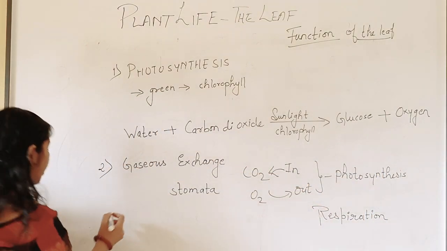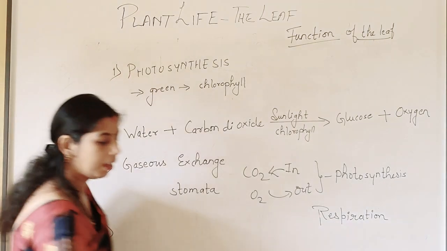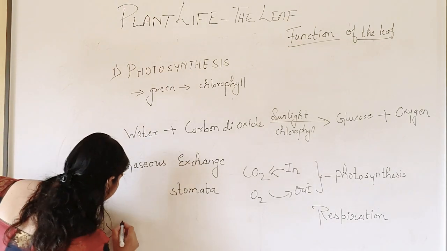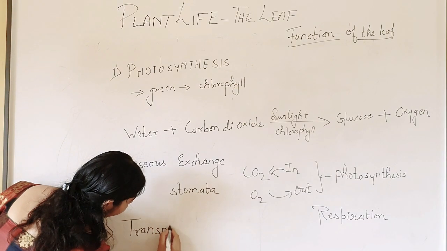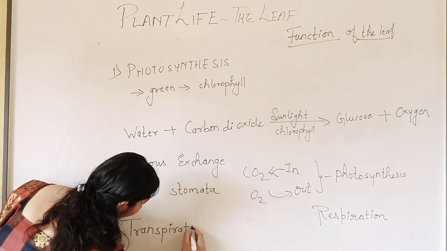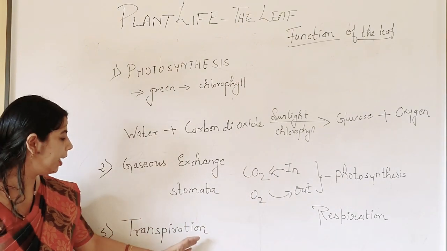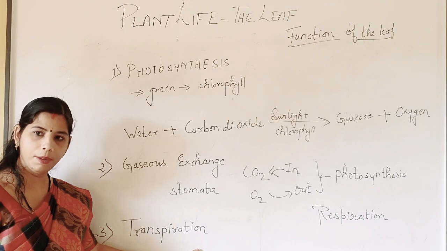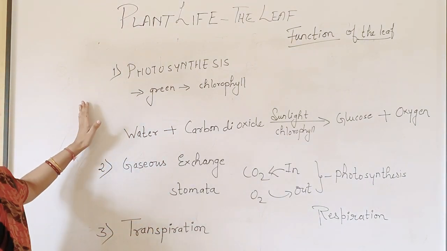And another most important function of the leaf is that it helps in transpiration. And what is transpiration? It is the removal of water from the aerial parts of the plant. So I think you all understand about the functions of the leaf.